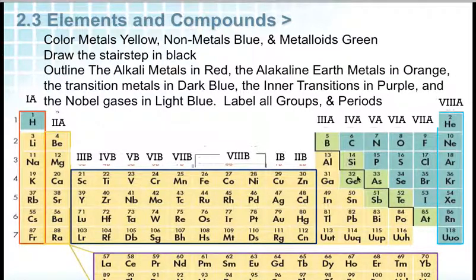You need to highlight the staircase. And then I need you to outline all the different groups. And don't forget halogens, even though they weren't placed on here. Halogens, remember, had a green outline. Okay? And then please make sure that you label all the groups and periods. And then don't forget the letters and numbers at the top of your periodic table.